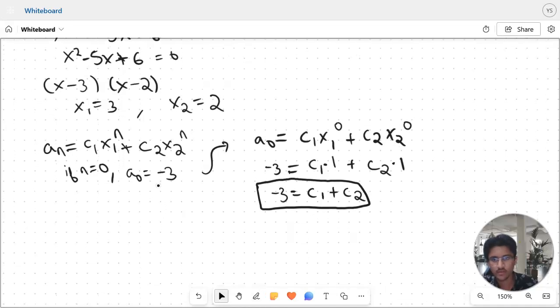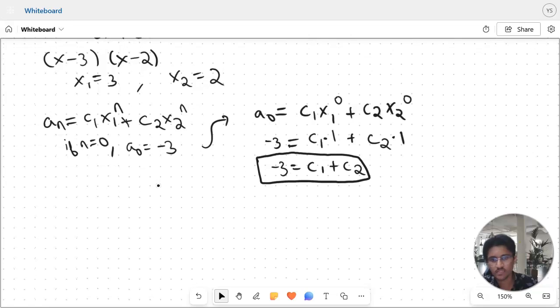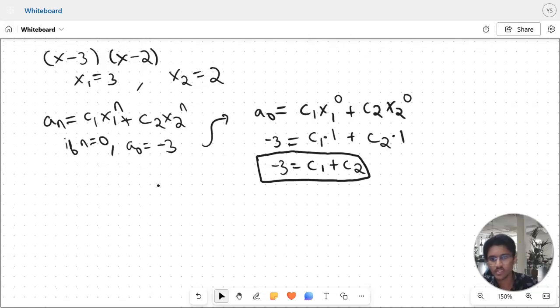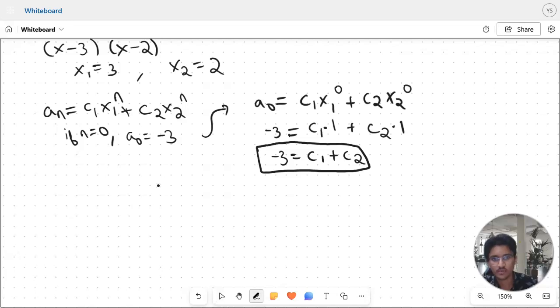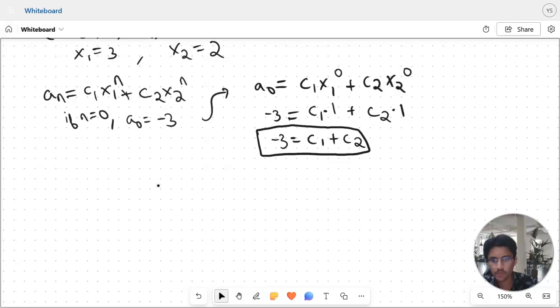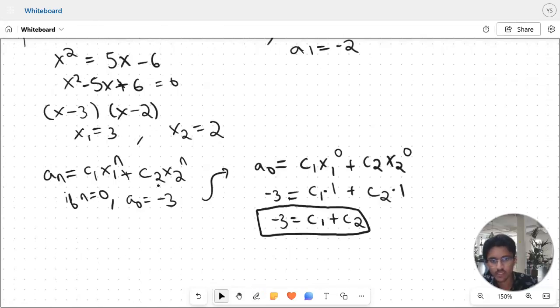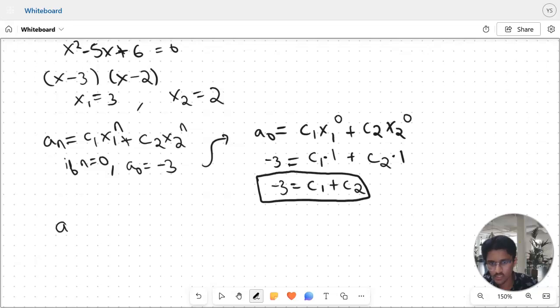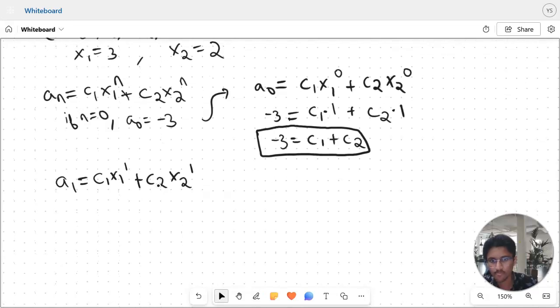Okay. Now you're going to see if you've done linear equations, substitution, elimination, trying to solve for the two values, C1 and C2. That's what we're going to do in further steps. So now we also have one more, A1, that we have to take care of. So let's say A1 equals C1 x1 to the first power, because it's to the power of n, plus C2 x2 to the power of n, which is 1.